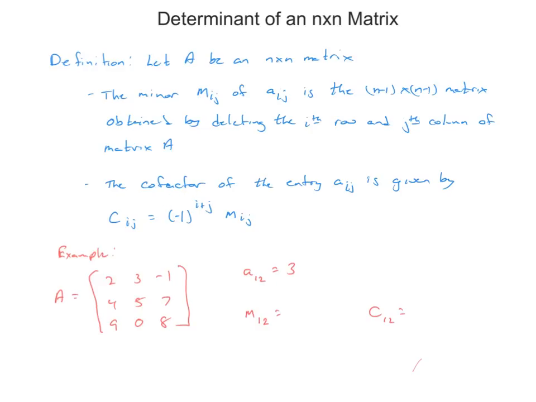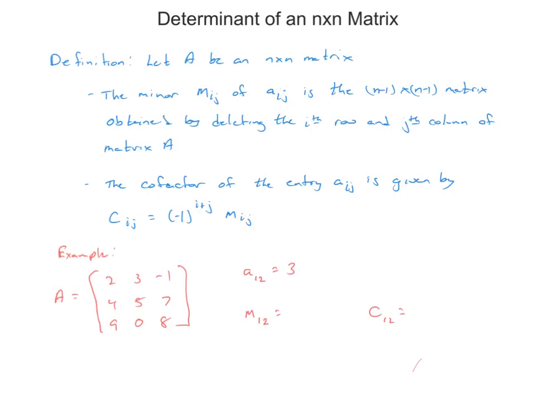The cofactor of that entry, of the ijth entry, is given by C sub ij equals -1 to the i plus j power times that minor. In other words, that cofactor is either going to be the minor itself or the opposite of the minor, depending on what happens when I add i and j together. If i plus j is an even number, then the cofactor is going to equal the minor. If i plus j is an odd number, then the cofactor is going to be -1 times the minor.